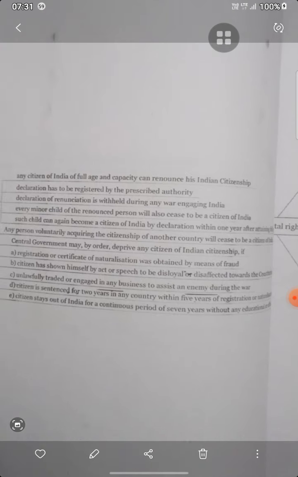The Central Government may by order deprive a citizen of India of citizenship if the registration or certificate of naturalization was obtained by means of fraud, or if the citizen has shown himself by act or speech to be disloyal or disaffected toward the Constitution, or has unlawfully traded or engaged in any business with the enemy, or has been sentenced to 2 years in prison in any country. Also, within 5 years of registration, if the citizen stays out of India for a continuous period of 7 years.